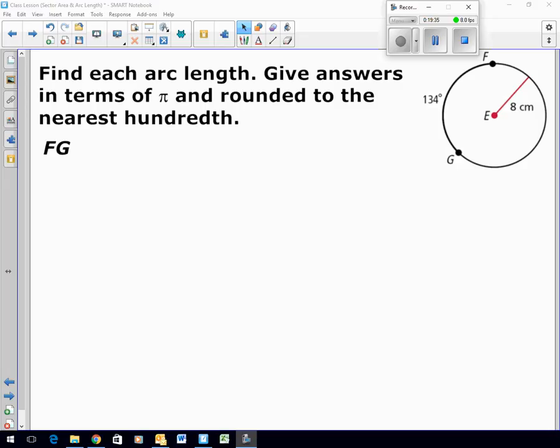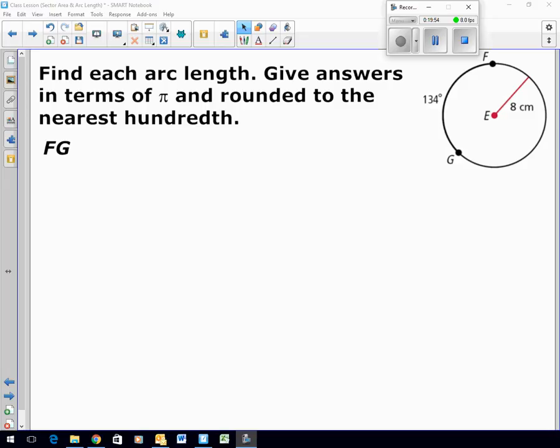Alright, so, very good. Let's see what y'all were doing. Hey, we're talking about a length here. So when it asks you for a length, use the formula that says length.